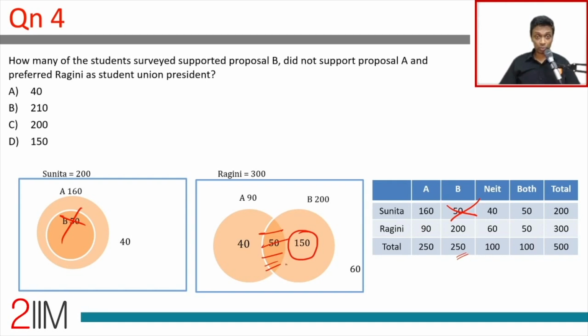This 150 is people who supported proposal B but did not support proposal A. So far so good. And preferred Ragini as student. The entire 150 prefers Ragini as student. Answer is 150. B but not A but also Ragini, or within this Ragini B but not A, which is 150.